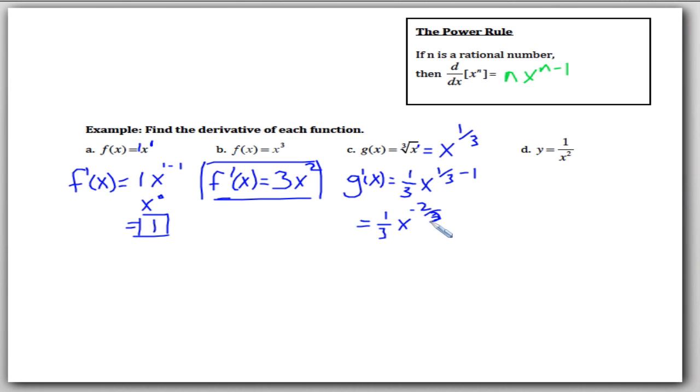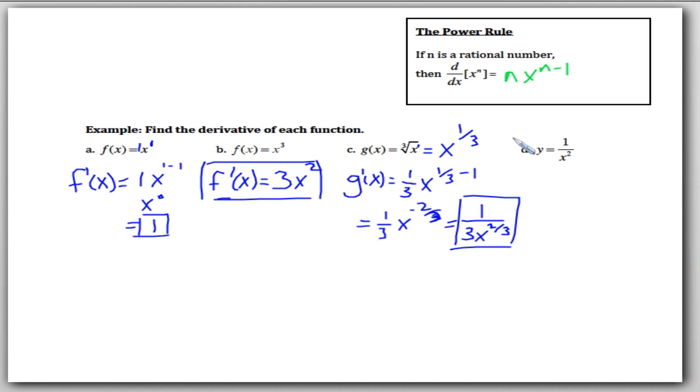Now with negative exponents, we don't want to leave them negative, and we actually flip them under the fraction sign. So this one would become 1/3x to the 2/3. And there we go. Now in calculus, we don't worry about rationalizing the denominator. We can leave radicals down there.